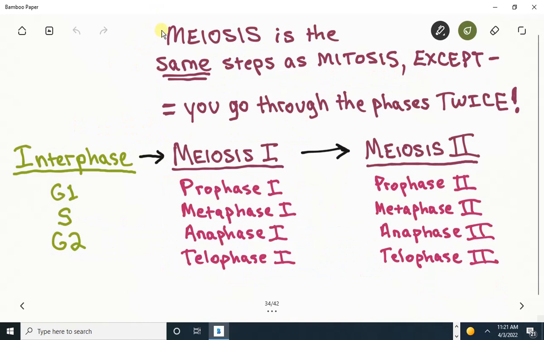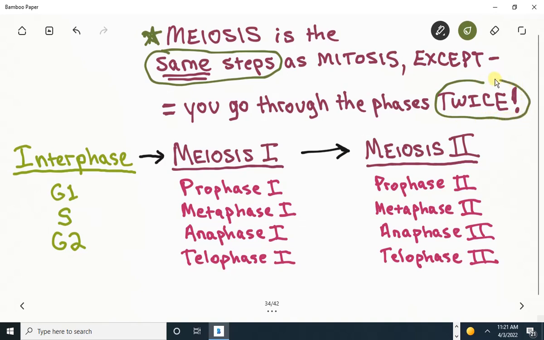So, as you could probably guess from what I just went over, meiosis is going to be pretty much the same steps as mitosis, except you're going to go through each phase twice. Because remember, I said meiosis 1, the first part of meiosis, and meiosis 2, the second part of meiosis.